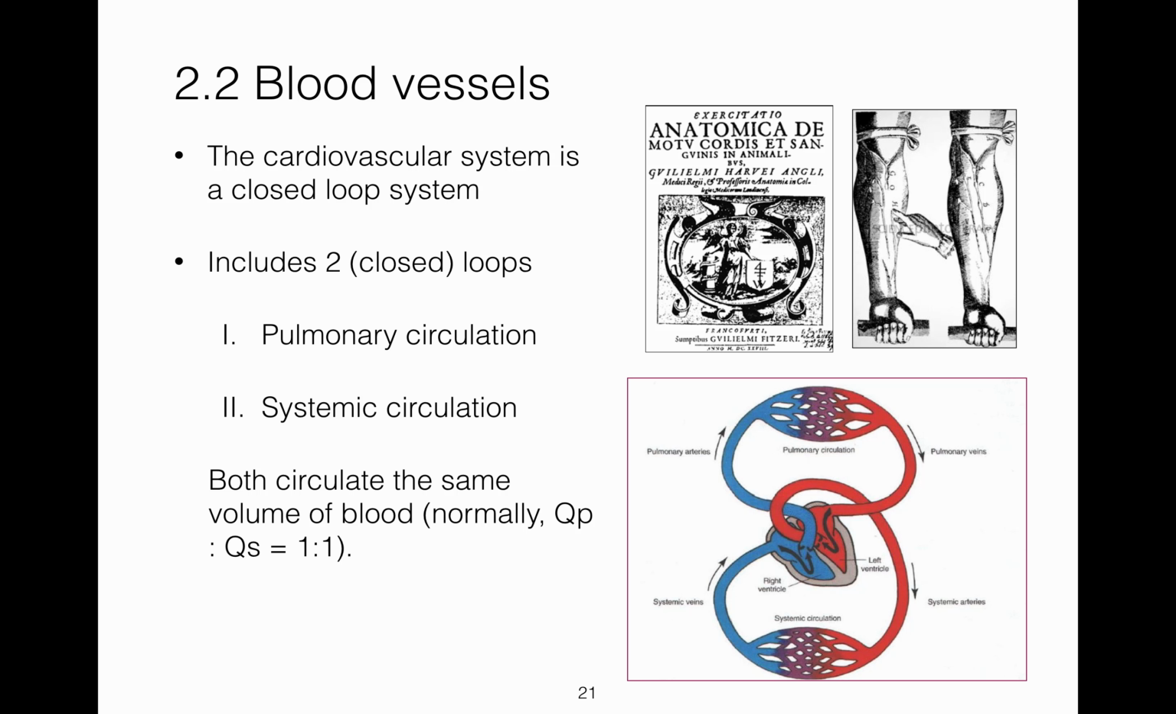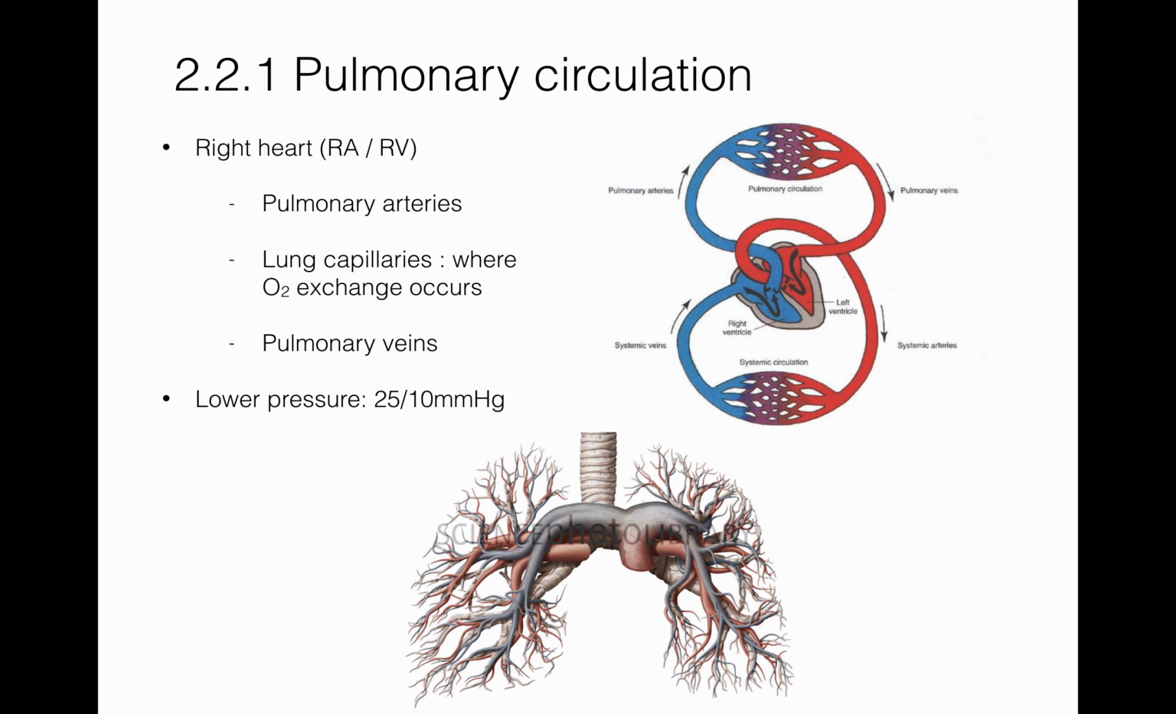The pulmonary circulation is composed of the right heart and the blood vessels to and from the lungs. The systemic circulation includes the left heart and the blood vessels to and from the systemic organs. The two systems work in a series arrangement and normally circulate an identical volume of blood. The pulmonary circulation includes the right atrium, right ventricle, pulmonary arteries, lung capillaries and pulmonary veins. Normally, the pressure in the pulmonary circulation is significantly lower than the systemic circulation, with systolic and diastolic pressures of 25 and 10 millimeters of mercury, respectively.